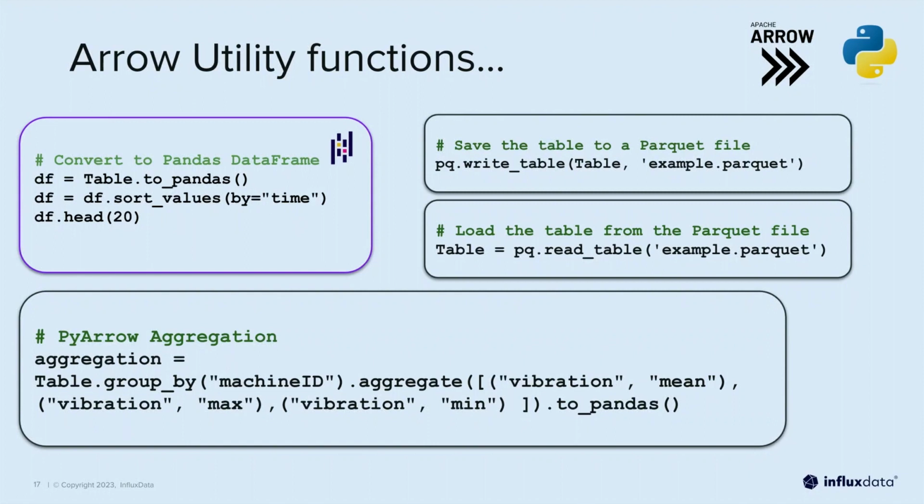The other thing you could technically do, these are Arrow utility functions, by the way, so this is not Pandas specific. These are just a few different things that you can do. You could save the table to a Parquet file. You could load the table from the Parquet file if you were to download a Parquet file. And you can also do some PyArrow aggregation as well, and then convert that to Pandas after you've done that.